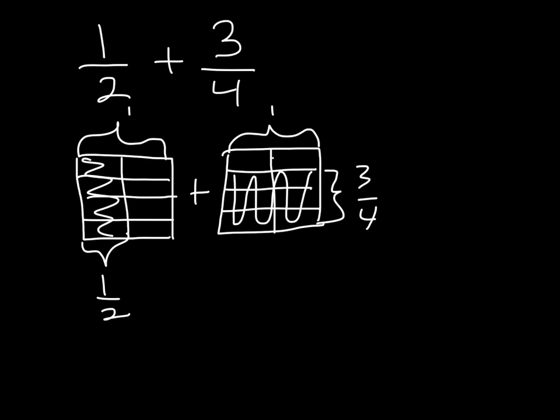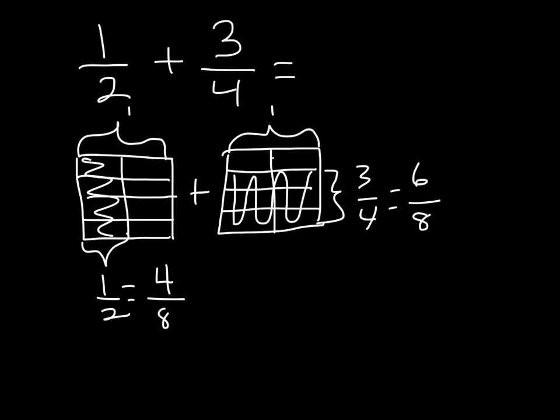And now both of our area models have similar units, and our new unit is 8 because 2 times 4 is 8. And when I look at 1/2, I can count the shaded parts and I see that I have 4 out of 8 parts shaded. And when I look at the area model on the right, I count the shaded parts and I see that I have 6 of the 8 parts shaded.